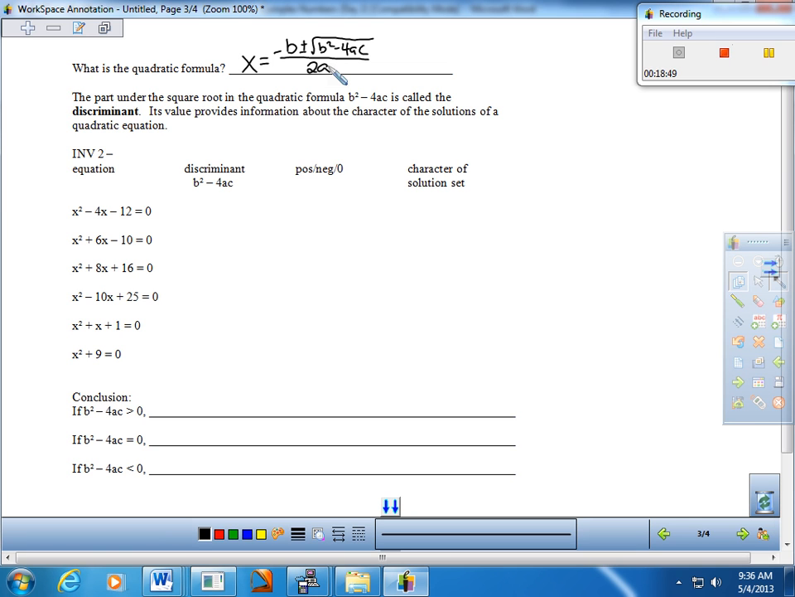So it says the part under the square root in the quadratic formula, which of course is the b squared minus 4ac, is what is called the discriminant. And its value provides information about the character of the solutions of a quadratic equation. Very nice. So the second investigation on this worksheet just deals with that discriminant, the nature of the discriminant, and what type of answers we're getting when we solve the equation.